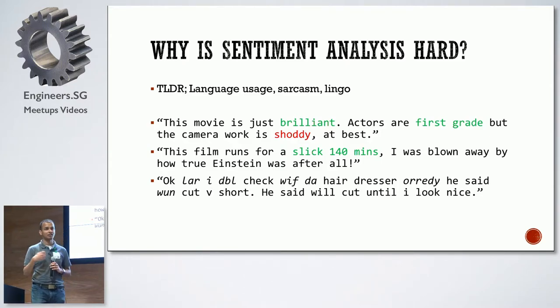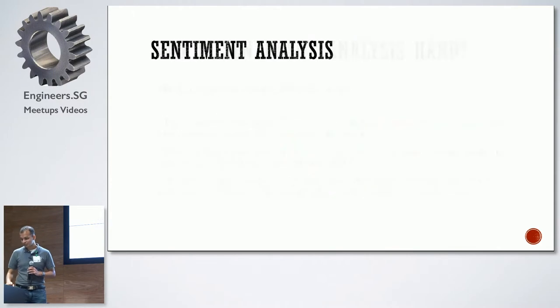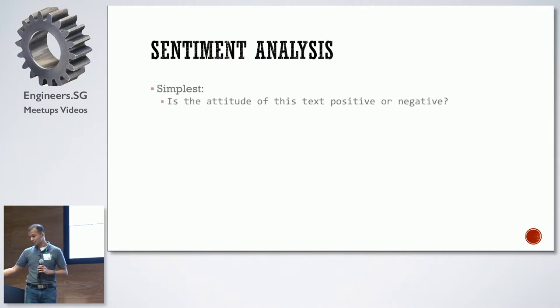Because humans are ingenious in making, we just come up with new words that another person could actually understand, but a computer would find it very, very difficult because it has never encountered those words before. So that's some of the reasons and some of the challenges straight off the bat.